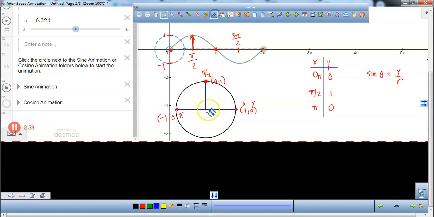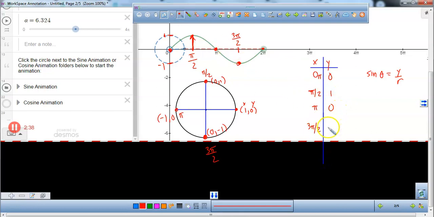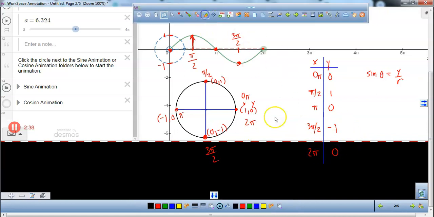When I get all the way down to 3 pi over 2, there's 3 pi over 2. What's that ordered pair? I'm at 0, -1. What's my y value? -1 over 1. So right there I am. So at 3 pi over 2, I'm at -1. And then eventually you get all the way back here. Just remember, this is the start and that's the finish. All right, so right here we get all the way back here, and so we get back to 0. So there you are.